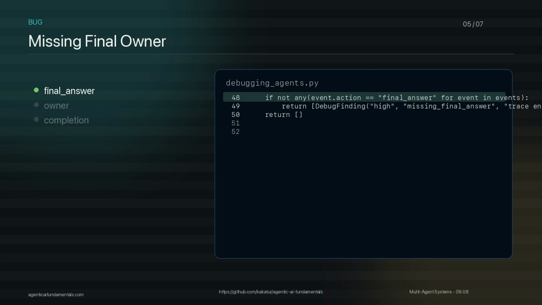The third detector checks for final ownership. A workflow can contain useful specialist work and still be incomplete. If no event says final answer, nobody owned the final response. This is common when teams add specialists but do not define who synthesizes the answer. The agents all did something, but the workflow never closed. A final answer event makes ownership explicit. It also gives tests a clean completion condition.